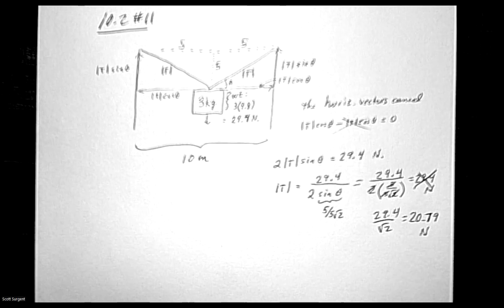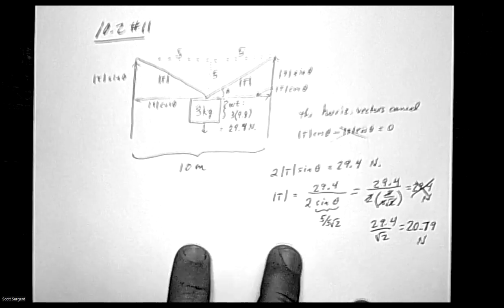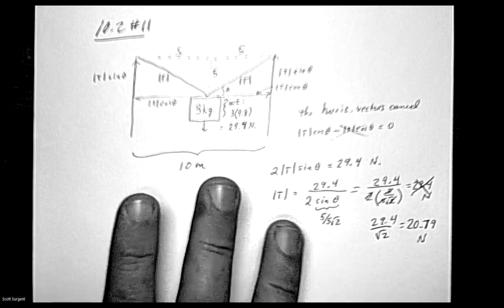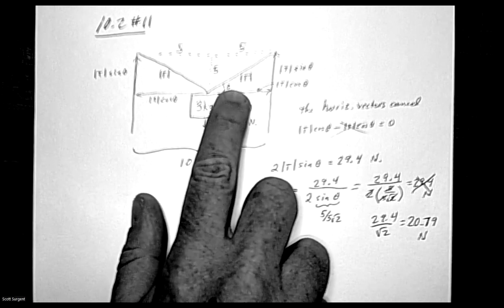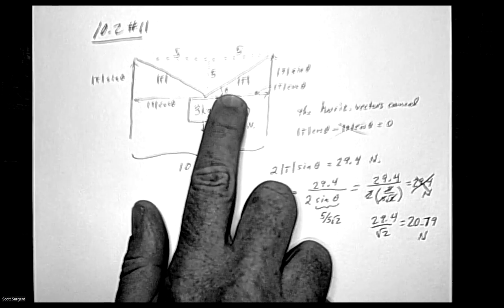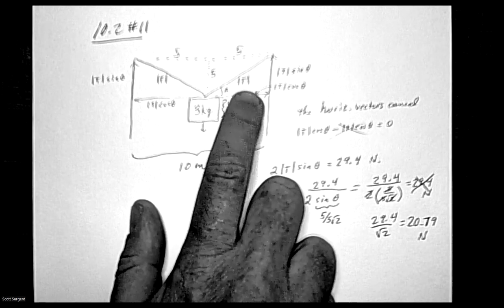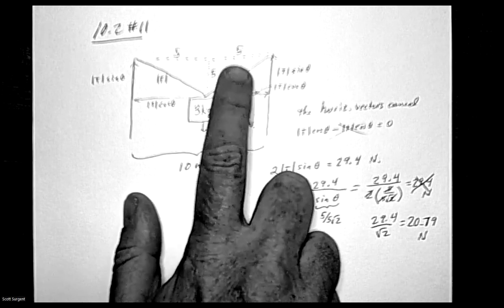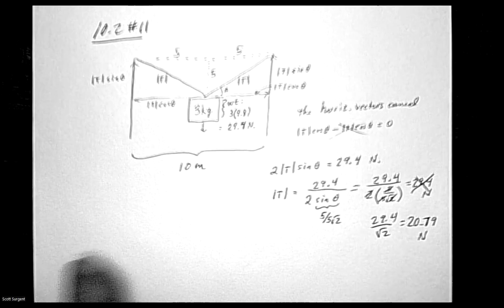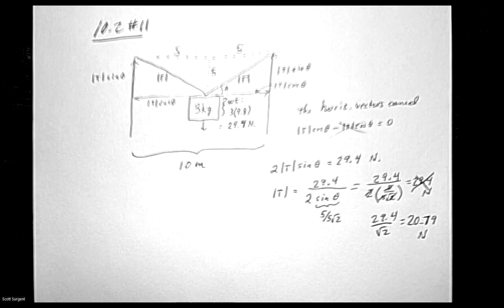Okay. Very good. Any questions on this one? This was 10-2, number 11. And notice that you don't have to worry about the angle. You just need to figure out that you have enough information here to construct the sine of the angle, because you have the information about the legs and the hypotenuse. So you don't need to worry about arc sines or anything like that.